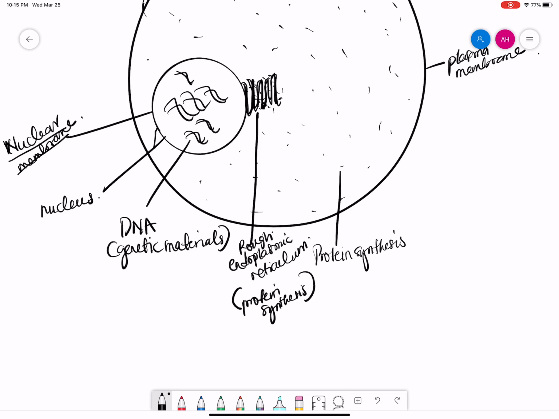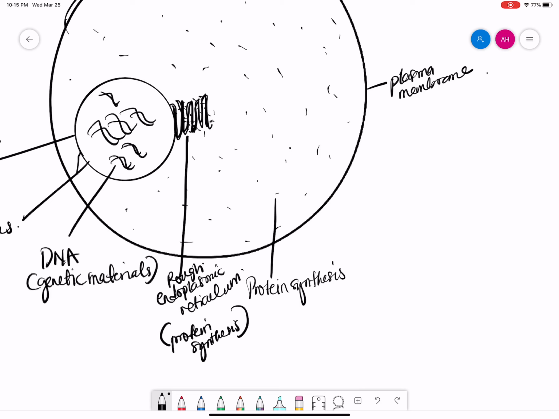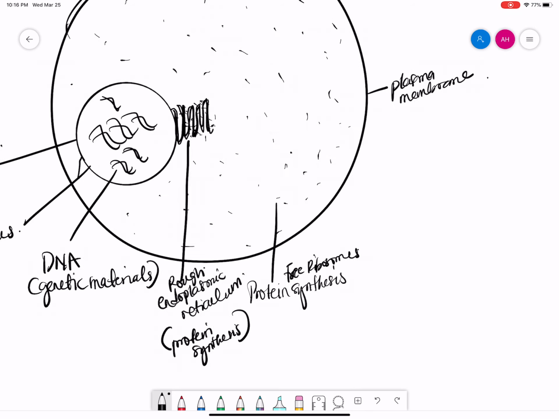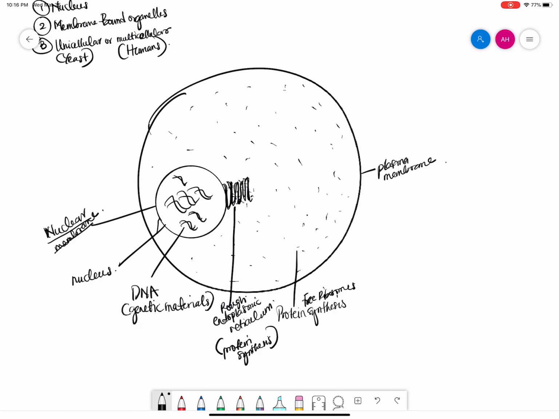There's a slight difference in their destination of the proteins, though. These free ribosomes are responsible for synthesizing proteins that will be used within the cell, while the rough endoplasmic reticulum is responsible for proteins that will be used outside the cell. So the proteins made by the rough ER will be exported out of the cell.